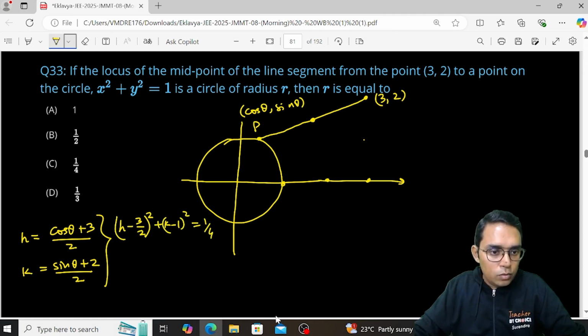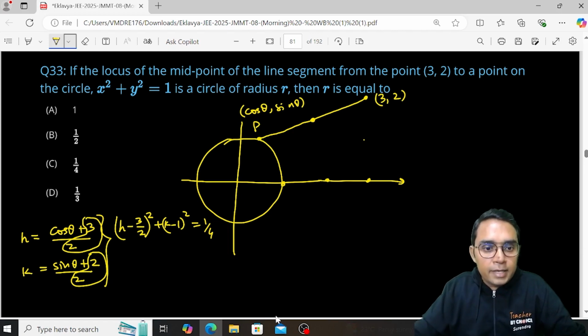This 3 by 2 we'll take on the left hand side with H, and this 2 upon 2 is 1, that I'll also take on the left with K, and their sum of squares will be just 1 upon 4. So you can see it is again a circle only and its radius is 1 by 2. So the answer will be B.